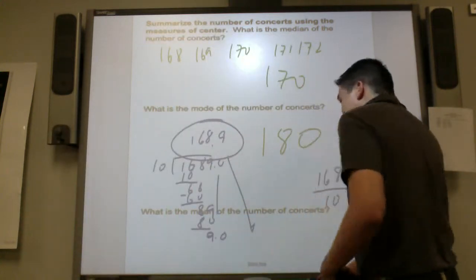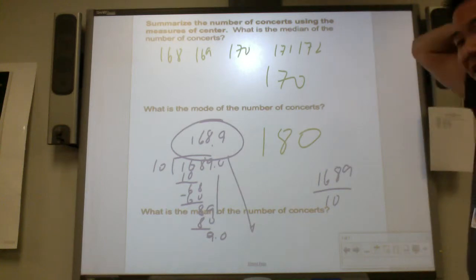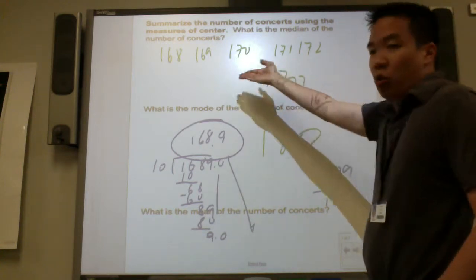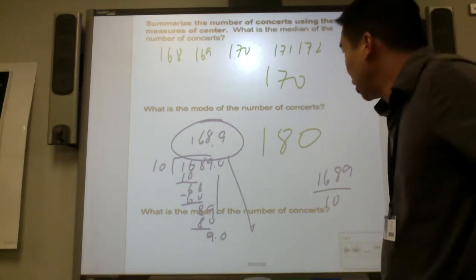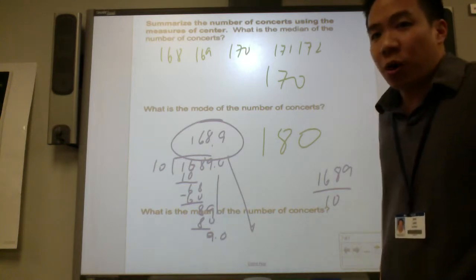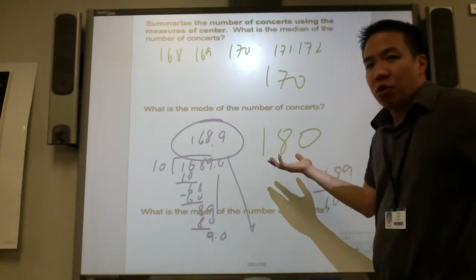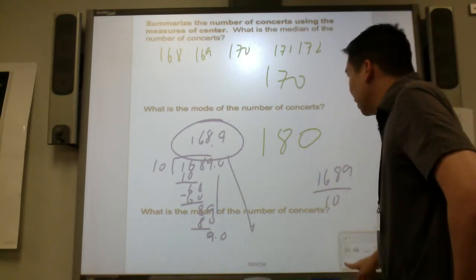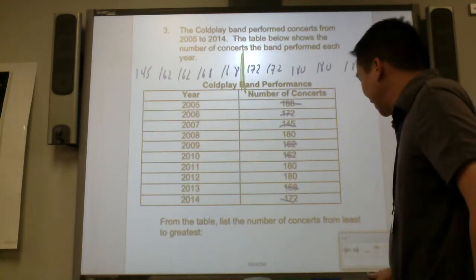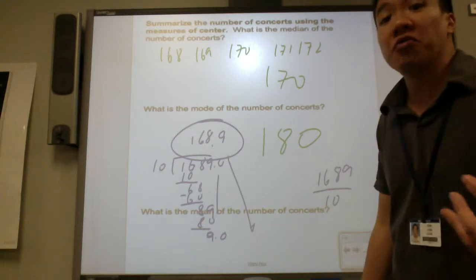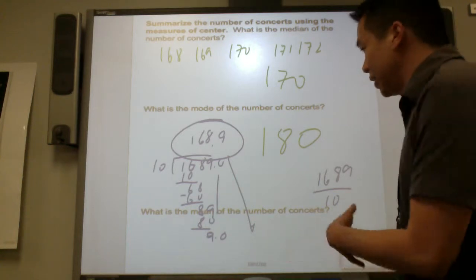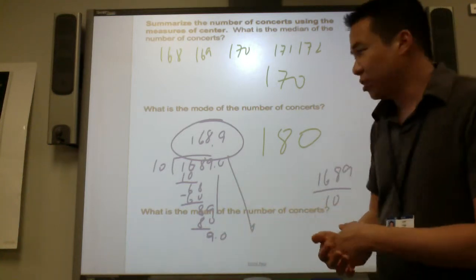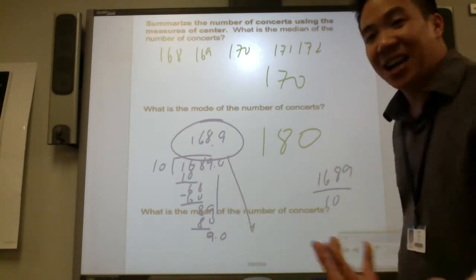So how can I summarize this? Well, I can say that half of the concerts were below 170 and half of the concerts were above 170. I can say that they performed 180 concerts most often. This is my summary on this one. And my last summary is, if I take all the scores, the average year, they performed about 169 times. And that's it.